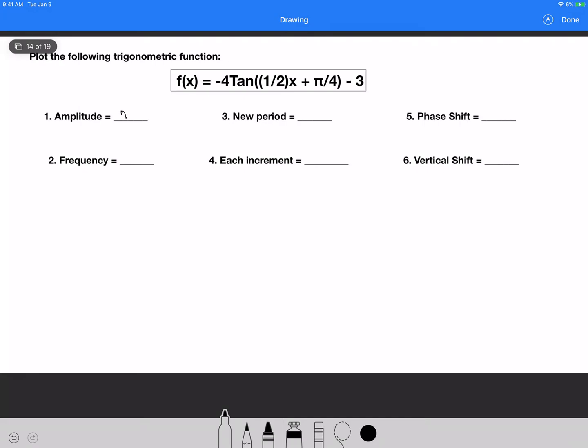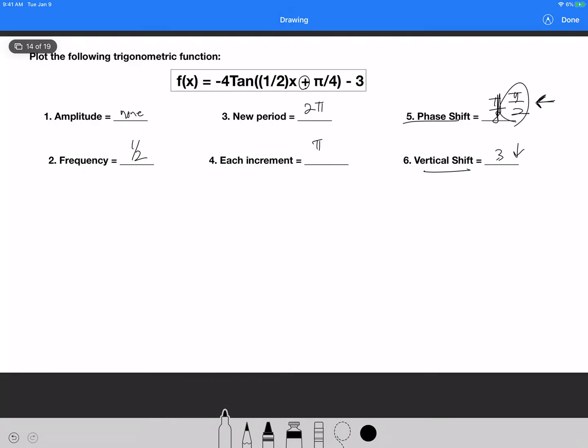For amplitude, we're going to write none. For frequency, we're going to write 1/2. New period, therefore, will be 2 pi. Each increment, therefore, will be pi, because we're just dividing it by 2. Phase shift would be pi over 2 units to the right. No, I'm sorry, to the left. It's a plus. And the vertical shift would be 3 units down.